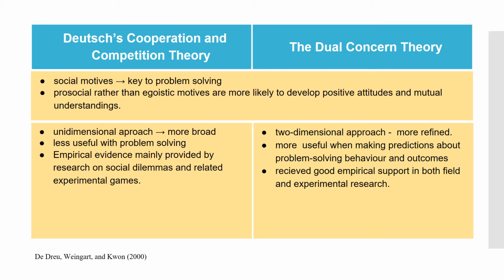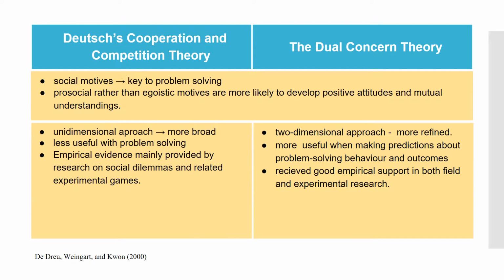Both theories see social motives as the key to problem-solving behaviors and outcomes, and also predict that pro-social rather than egoistic motives are more likely to develop positive attitudes and mutual understandings. The dual concern theory has a 2-dimensional approach and is more refined and useful in making predictions about problem-solving behavior and outcomes compared to the unidimensional structure of Deutsch's theory.